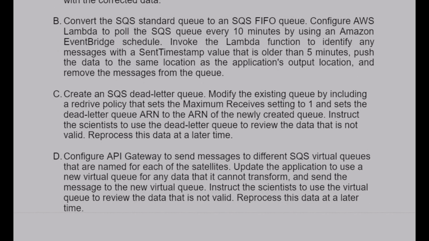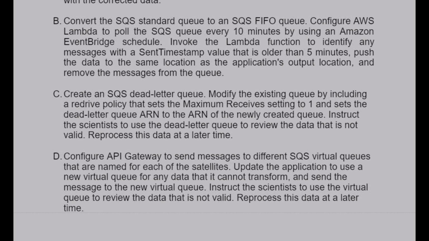Option C, create an SQS dead-letter queue. Modify the existing queue by including a redrive policy that sets the maximum receives setting to 1 and sets the dead-letter queue ARN to the ARN of the newly created queue. Instruct the scientists to use the dead-letter queue to review the data that is not valid. Reprocess this data at a later time.